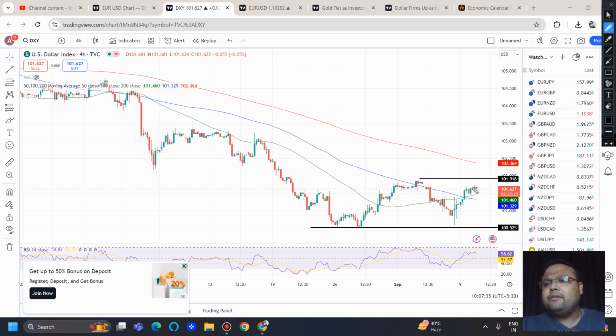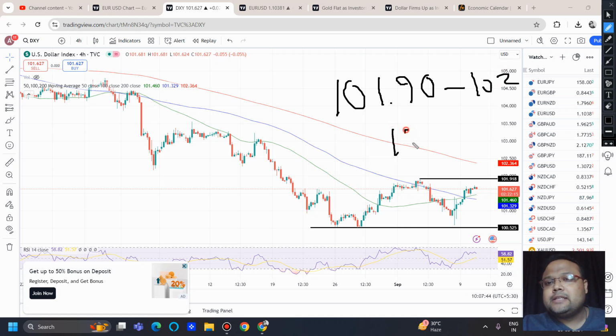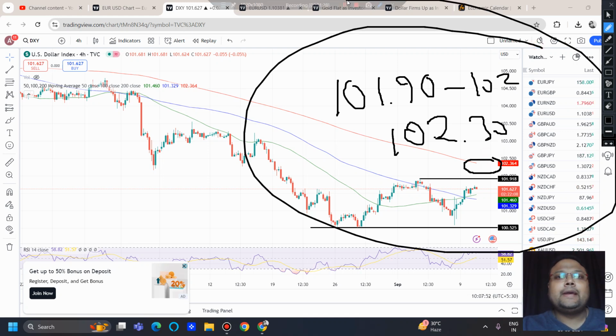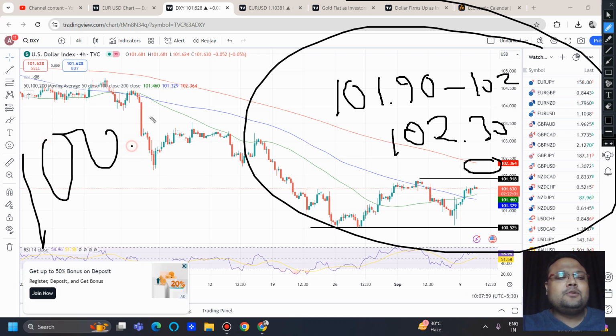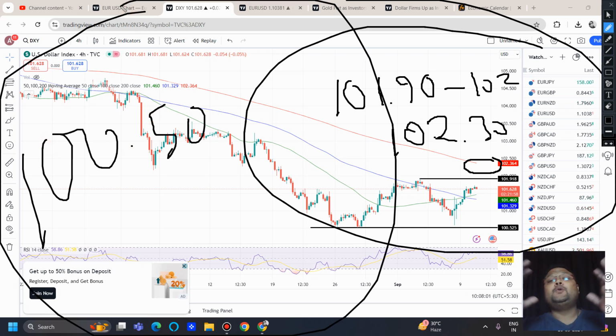So during the day, if DXY goes up, the next resistance on DXY will be around 101.90 to 102, and the second resistance will be around 102.30, around the 200 moving average. So these are the two levels where we can expect DXY to face some resistance during the day. And as we all know, 100.50 is standing as a mountain support for DXY, and we can expect that before CPI the support of 100.50 will remain.